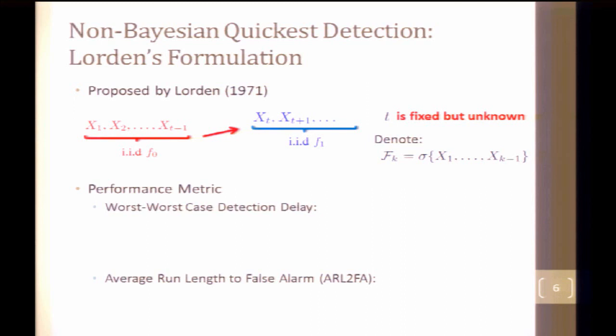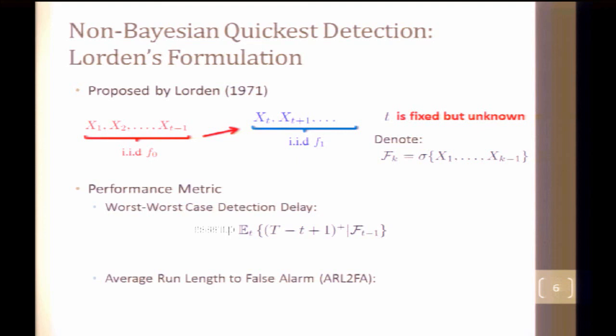There are two main types of problem formulations. The first one is given by Lorden. Let me explain this. I'm going to use F_k to denote all the observations you have before time k. F_k simply means the sigma field generated by x_1 until x_{k-1}. Now the detection delay really depends on the observations you had before the change time, and this is a random variable.